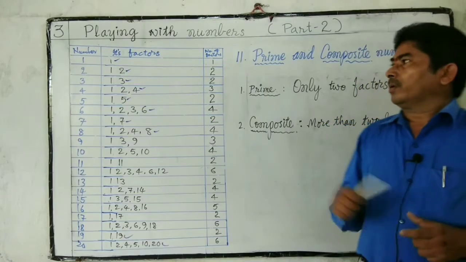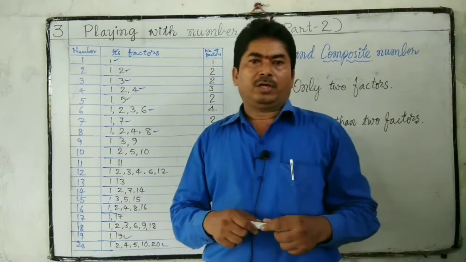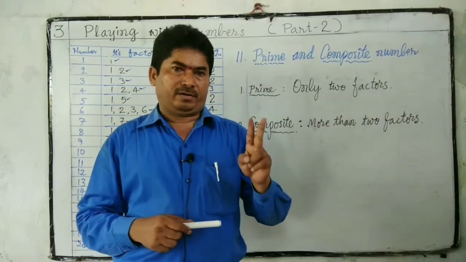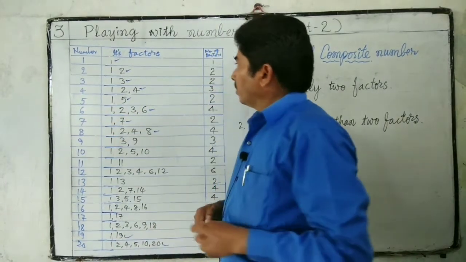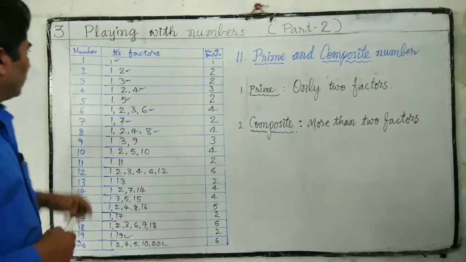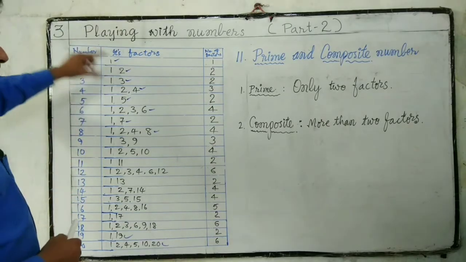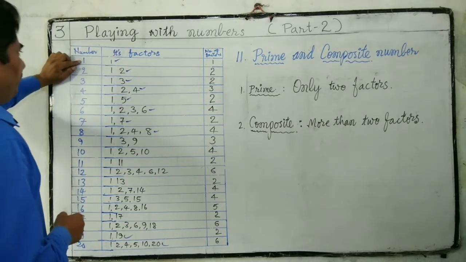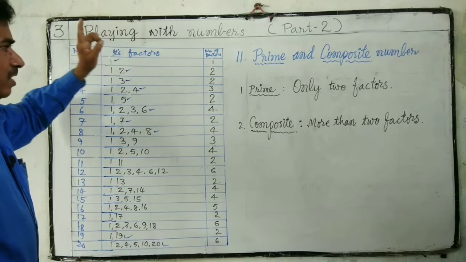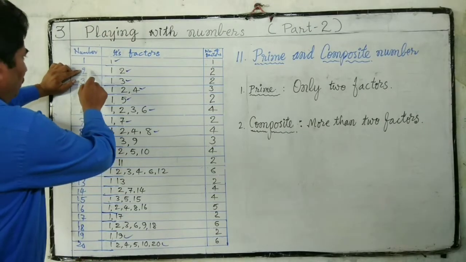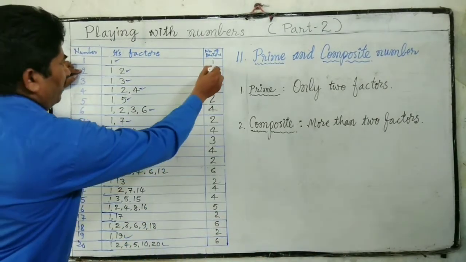Next, prime and composite numbers. What is a prime number? The number which has only two factors is called a prime number. We can understand from this factors table. 1 is a factor of 1 only. It has only 1 factor. So that's why this is not a prime number. Next, 2 has only 2 factors. So this is a prime number.